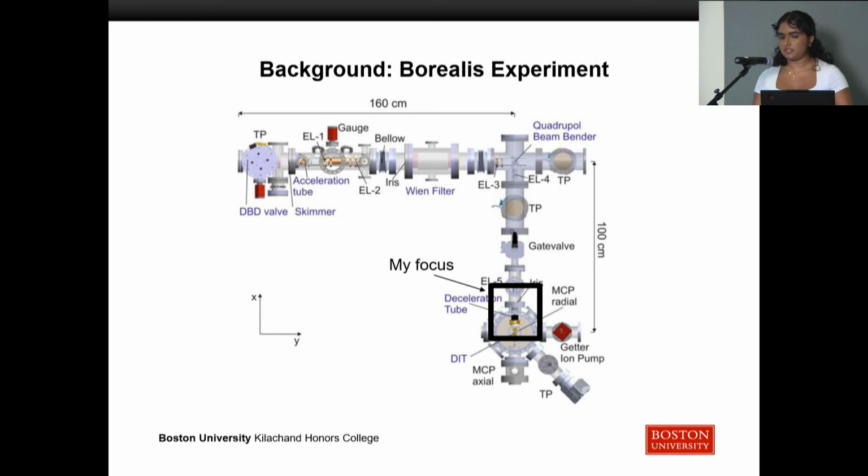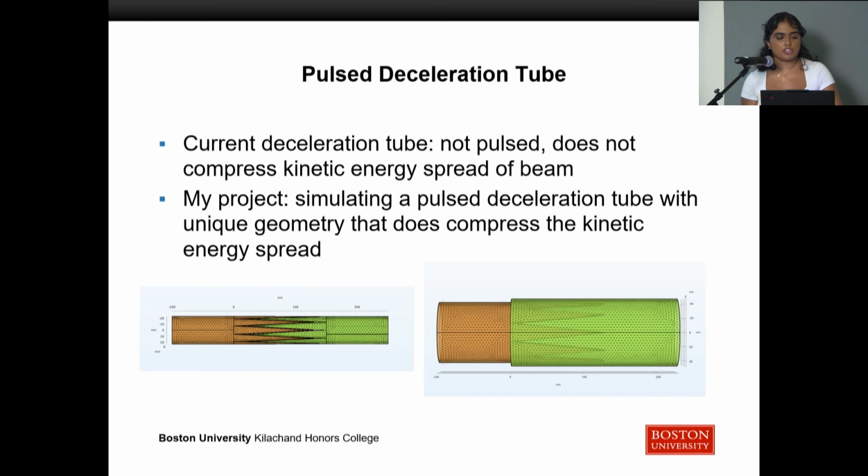So not only do they have to be slow enough, but their energy spread has to be narrow enough so that it fits into this bucket or trap. So this is where my work comes in. I'm simulating something called a pulse deceleration tube.